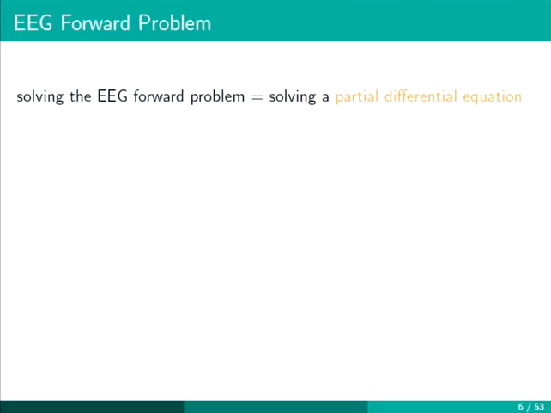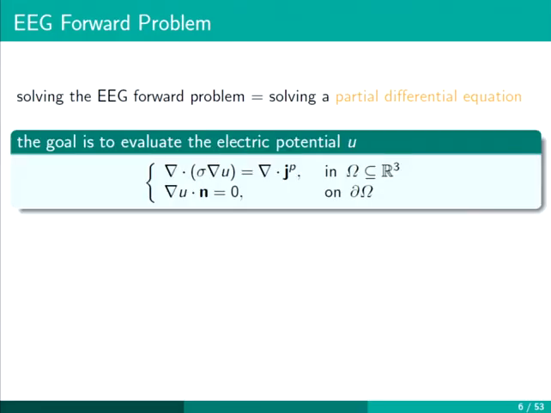The EEG forward problem. Solving the EEG forward problem means solving a partial differential equation. I don't want to scare you. This is the model underlying the EEG forward problem, where we can see that the goal is to evaluate the electric potential U. Here we can see various variables. What we are interested in is U, the electric potential. Then we have some other protagonists here. We have JP, the current density, and we have omega.